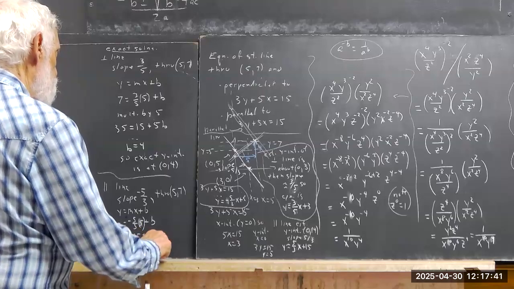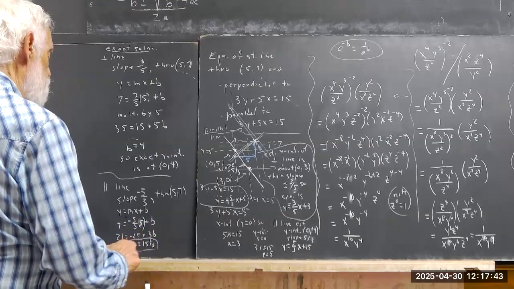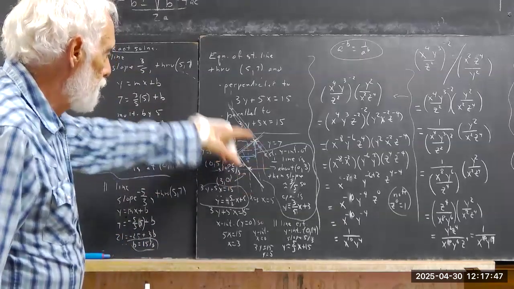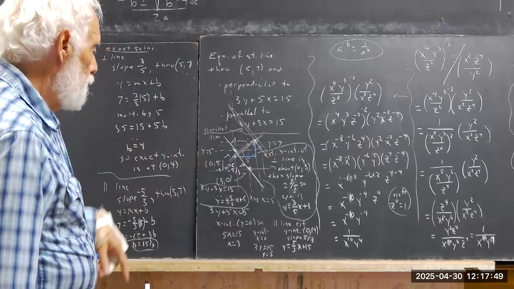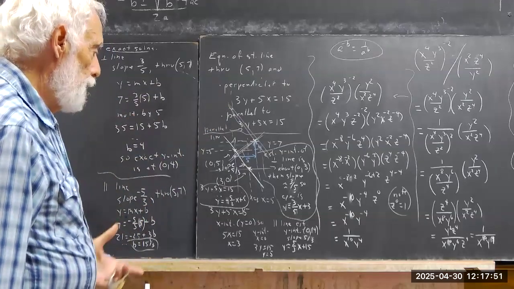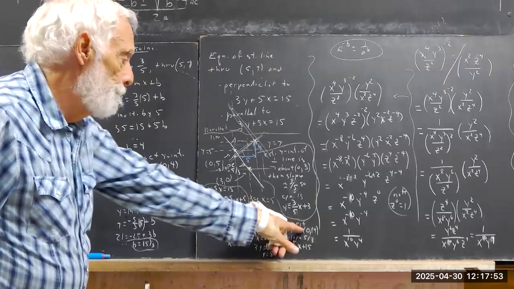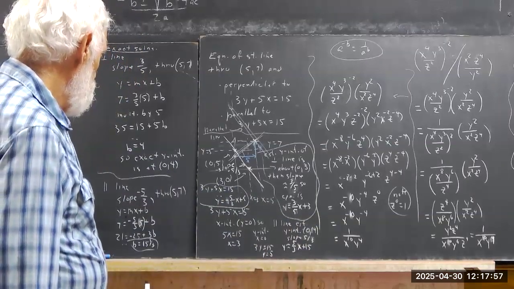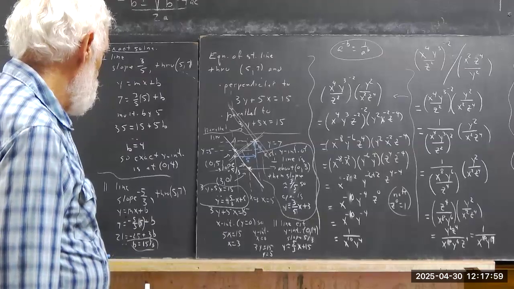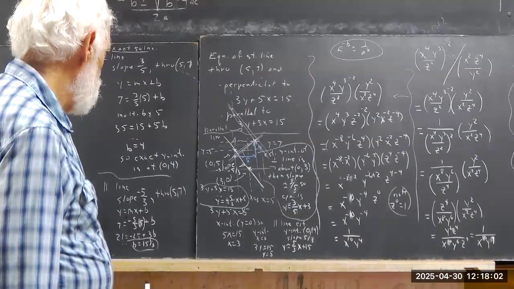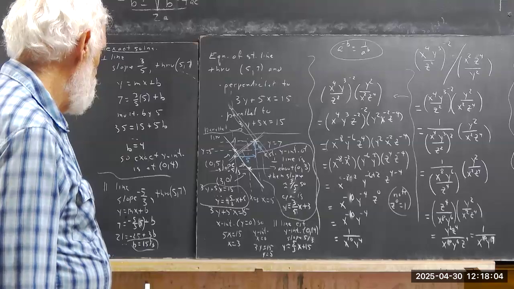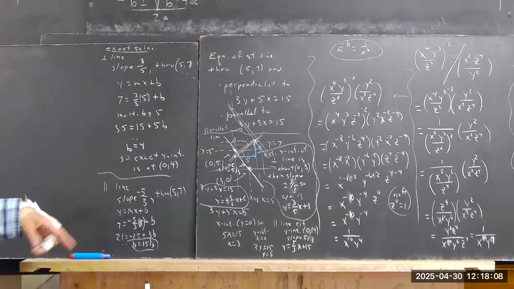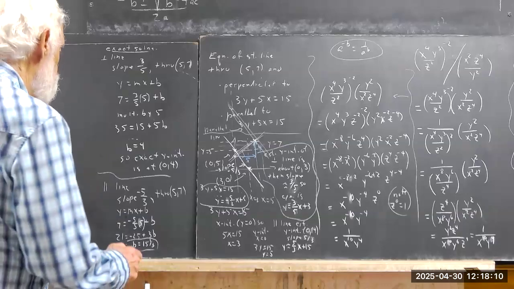b equals 15 1/3. So the y-intercept would be at (0, 15 1/3). The estimate I made from this graph was (0, 14), I think. Okay. Now, having found the y-intercept, I can write the equation.